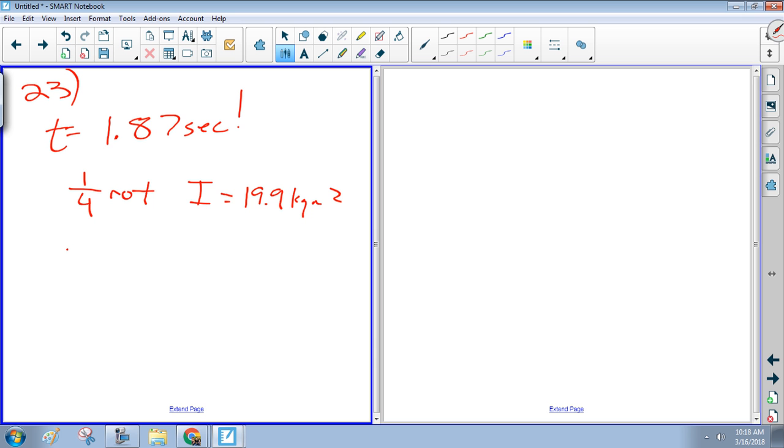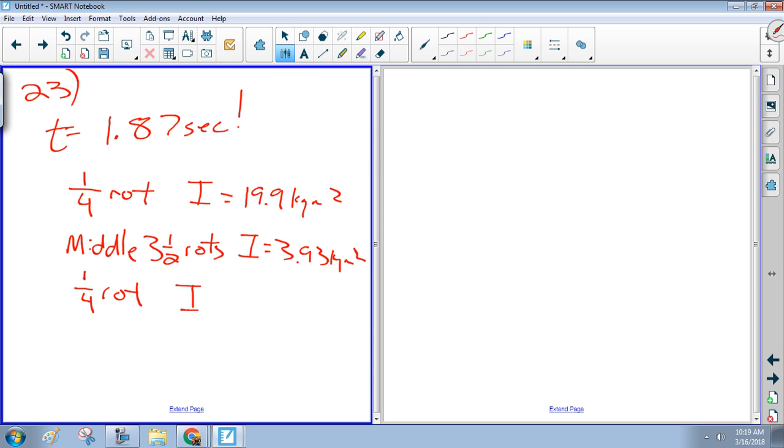Yeah. All right, and then in the middle, 3.5 rotations. Our I is the smaller number. He's tucked, 3.93 kilogram meters squared, right? Follow? And then during the last quarter, we're back to 19.9, yes? Yep. All right, is everybody good with that? Yep.